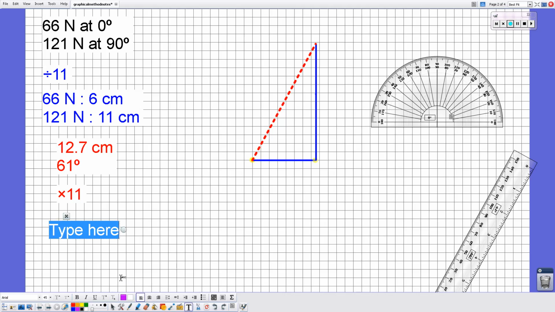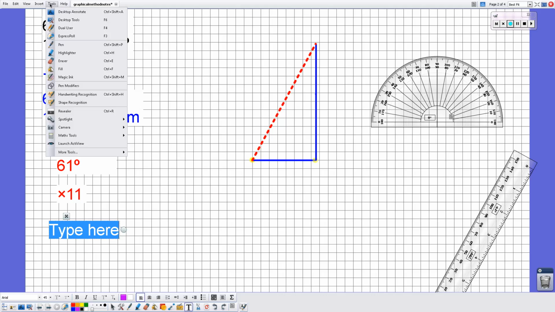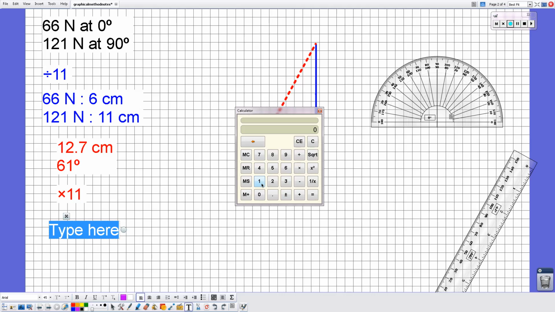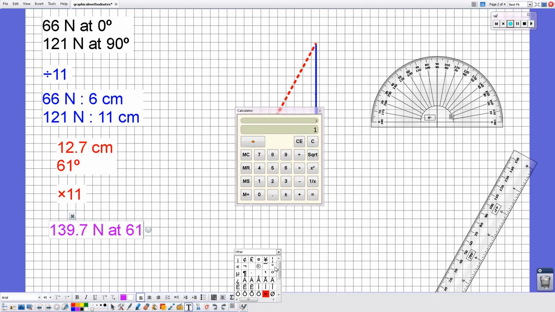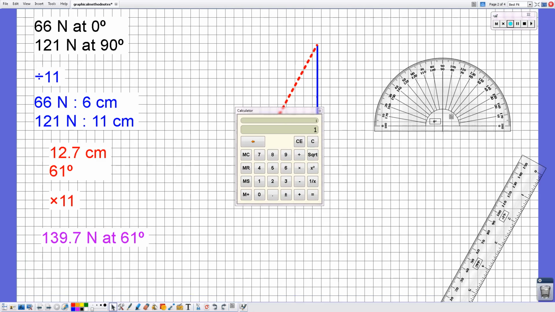Okay, so get out my calculator, tools, math tools, calculator, and that's 12.7 times 11 equals 139.7. So 139.7 newtons at 61 degrees. And that, class, is how you use the graphical method.